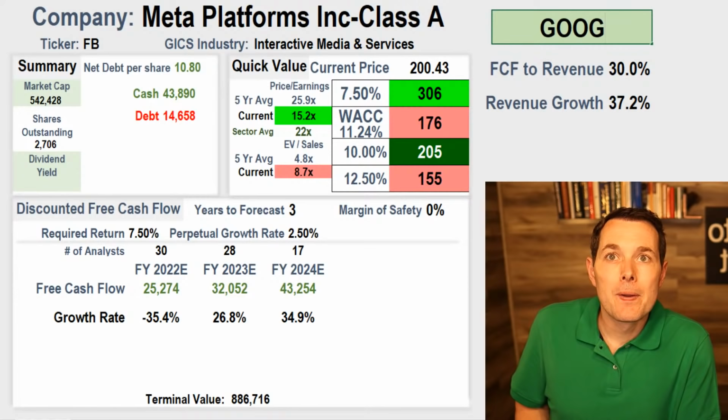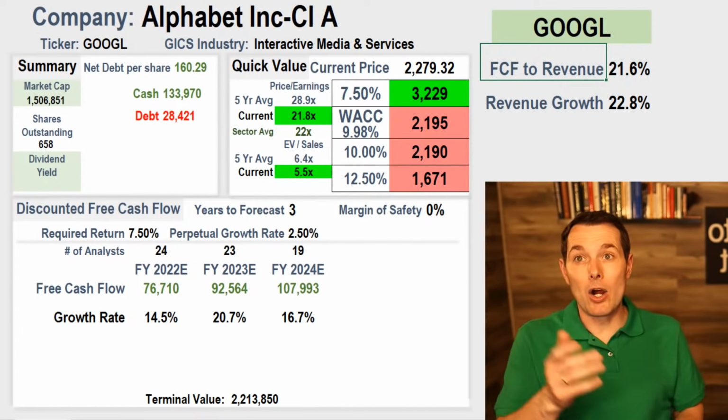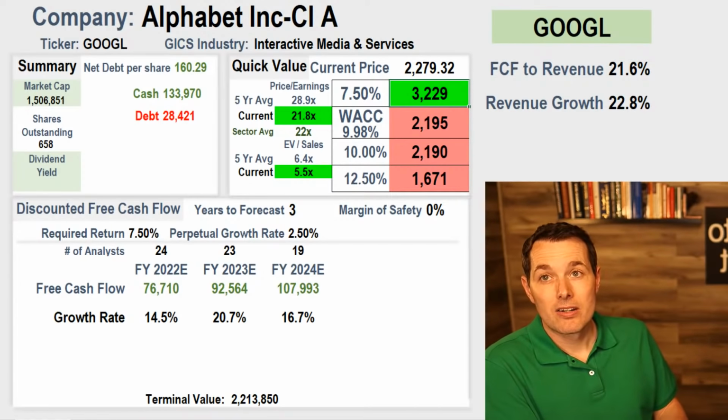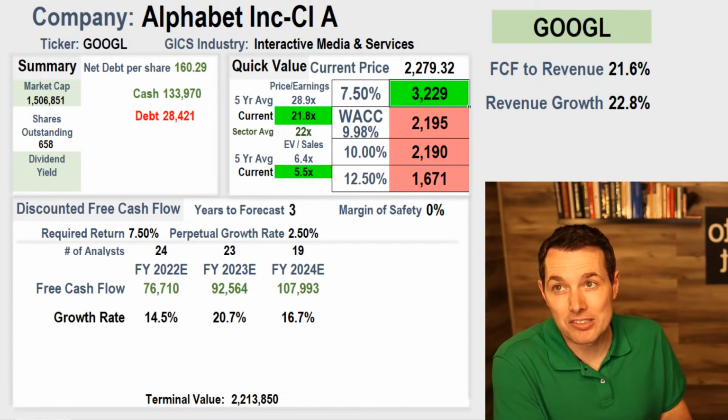But the hell, man? Google. So I like Facebook. I own Google too. So 7.5%, 3,200. It's currently at 2,200. Now, Google is a stock I own.